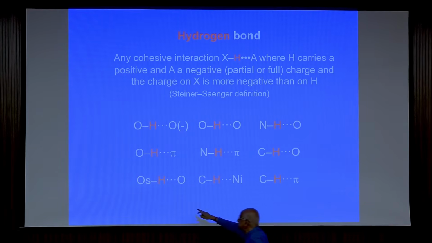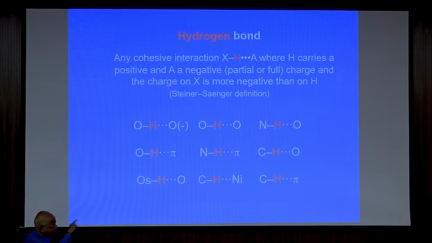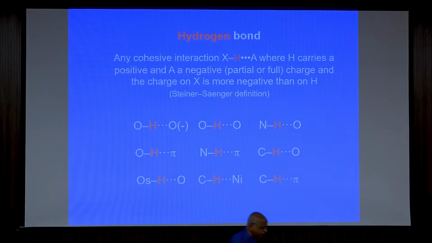OsH, this H is protic, it's not hydridic. And it is a hydrogen bond, it's weak. CH N I, donor is weak, acceptor is weak. CH pi, donor is weak, acceptor is weak. All these things have certain properties that look like strong hydrogen bonds. Some things, not all.